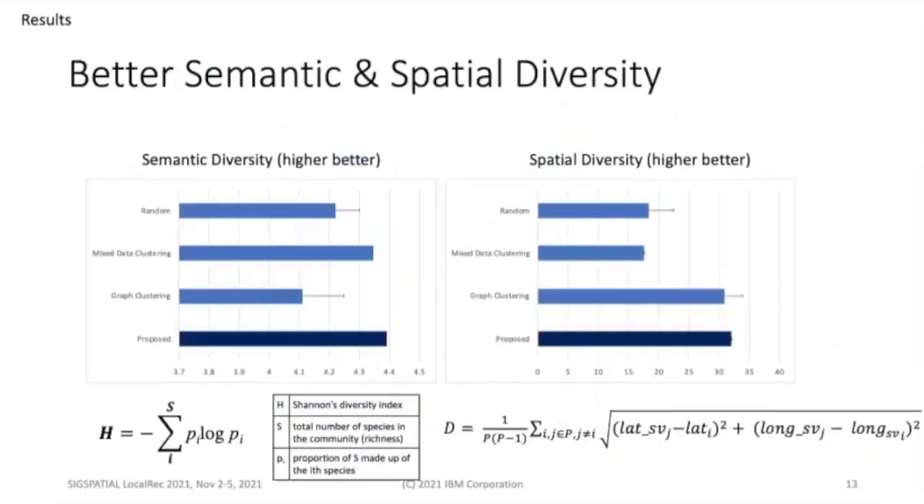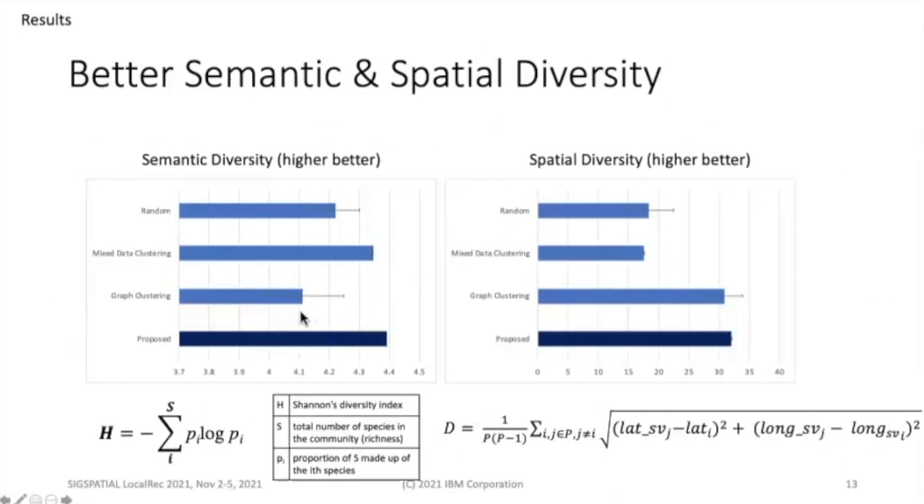So finally, comparing the diversity of the two methods, we use Shannon's entropy, which is also known as Shannon's diversity index, which is calculated by the equation shown below. So in terms of semantic diversity, we realize that the semantic diversity of the mixed data clustering method is actually higher than the semantic diversity of the random method. But the semantic diversity of the graph clustering method is lower than that of the mixed data clustering.